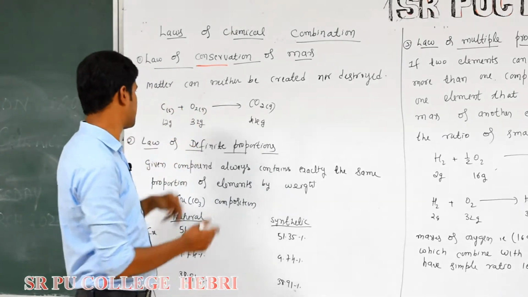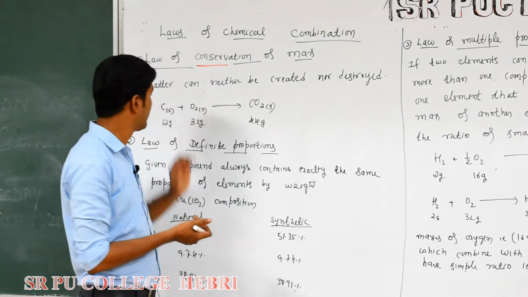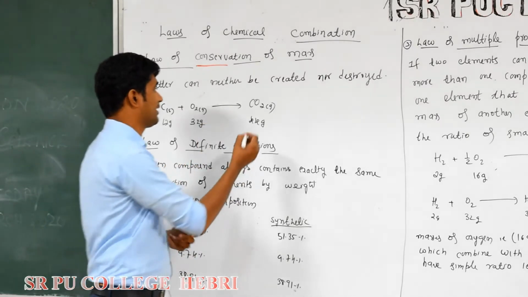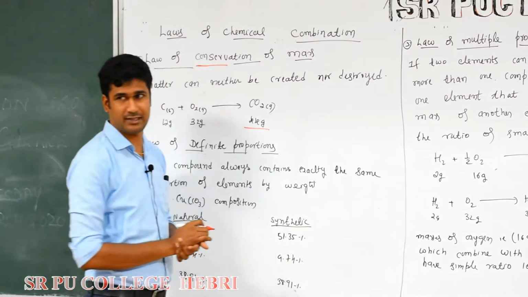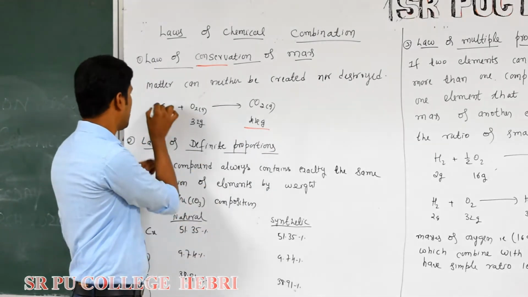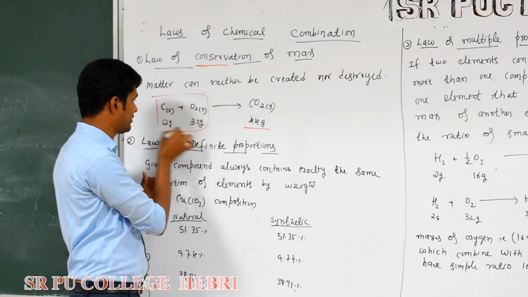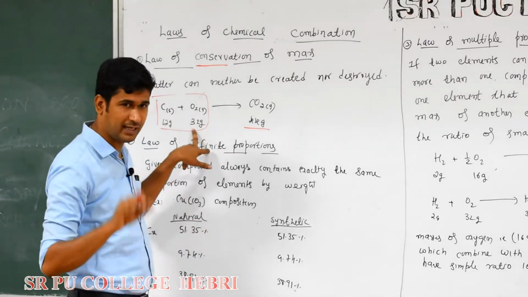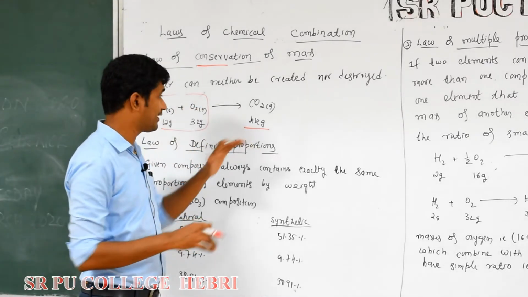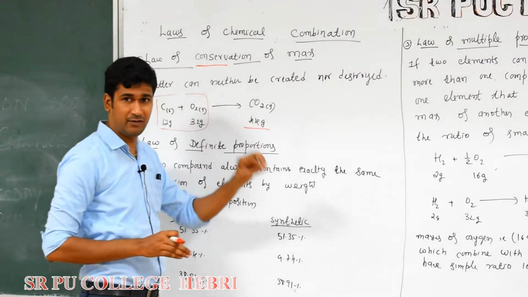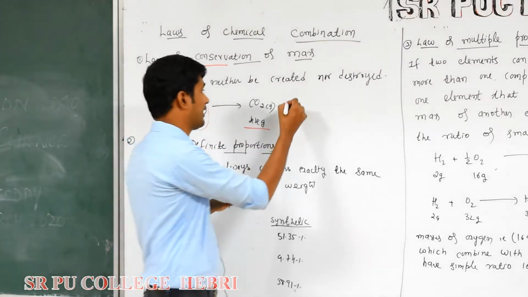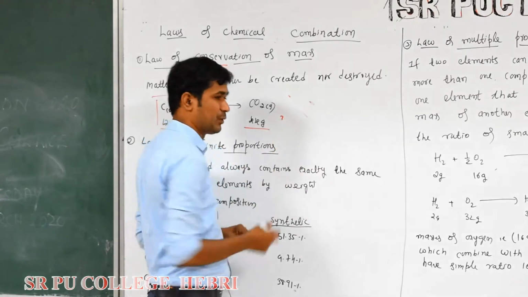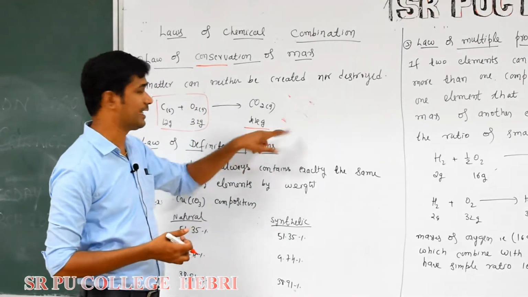I have written one reaction. Here in this reaction I have taken 12 gram of carbon and 32 gram of oxygen. So I'll get 44 gram of carbon dioxide. How much reactant have I taken? 12 plus 32, total 44 gram of reactant for the reaction. So at the end of the reaction I have to get 44 gram of the product only. You cannot get 45 gram or 50 gram or 30 gram of CO2. This is a balanced chemical equation.